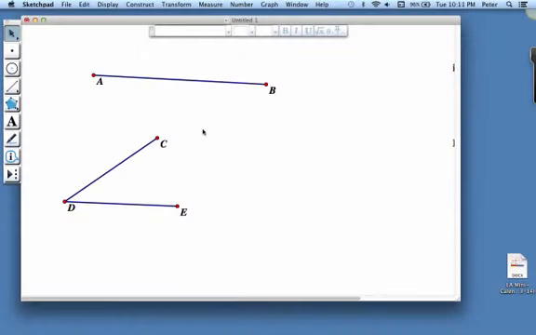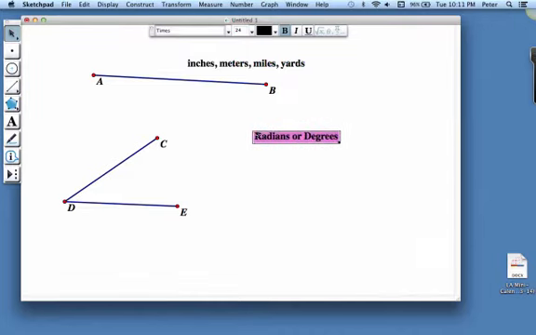Thanks. Straight objects, like segments, are measured using rulers. Rulers can be graded in inches, meters, miles, yards, any type of linear distance. You can't measure lines or rays because they're infinite. Angles, on the other hand, are measured in radians or degrees.